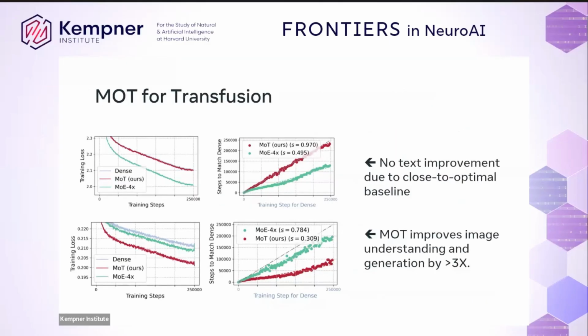Just a few examples of this. What we're comparing here is dense training, mixture of transformers, and then MOE. So we can match capacity, right? We have two different sparse approaches, matching capacity versus the dense. They all have the same number of active parameters.